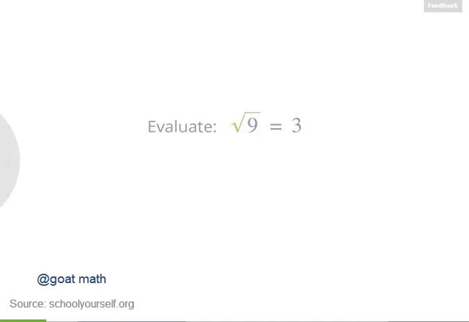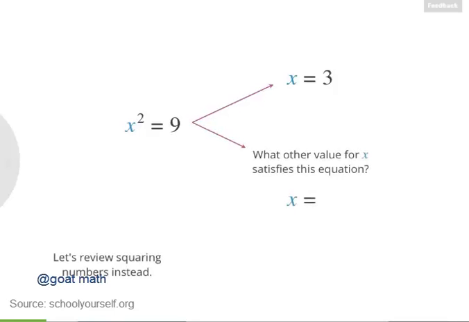Now let's switch things up a little bit. Suppose you have the equation x squared equals 9. There are actually two solutions to this equation. You already found one of them. X could equal 3 because 3 squared equals 9. But there's actually another solution to this equation.